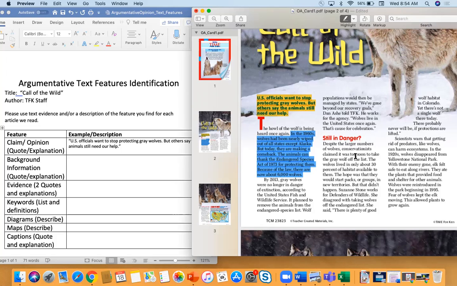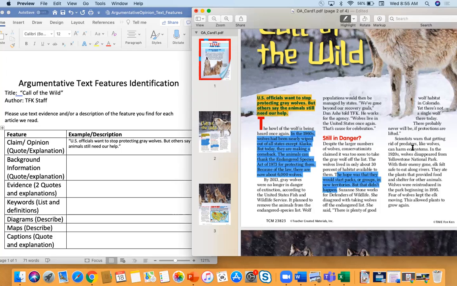Still in danger. Despite the large numbers of wolves, conservationists claimed it was too soon to take the gray wolf off the list. The wolves lived in only about 30% of habitat available to them. The hope was that they would start packs, or groups, in new territories, but that didn't happen. Ooh, there's more background. Suzanne Stone works for Defenders of Wildlife. She disagreed with taking wolves off the endangered list. She said, "There is plenty of good wolf habitat in Colorado, yet there's not a single wolf there today. There probably never will be if protections are lifted."